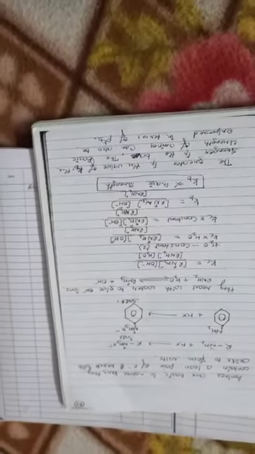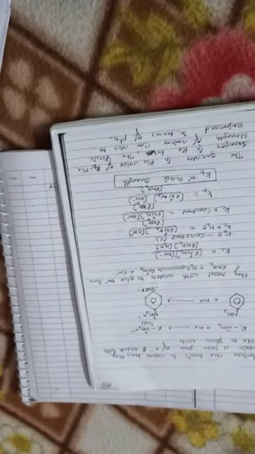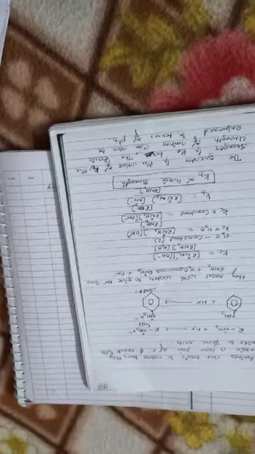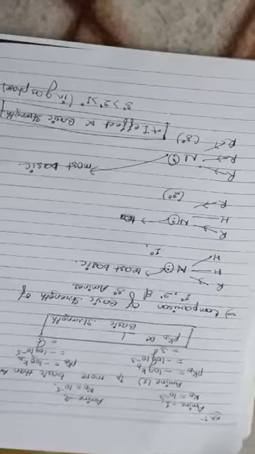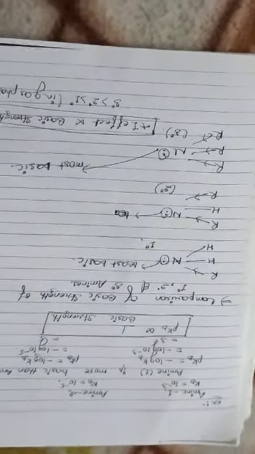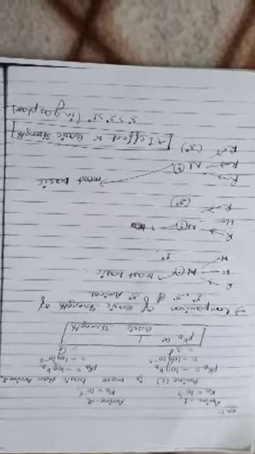So this is a very important one. The greater the value of Kb, the stronger is the base. Okay, this we are talking about the amine. Some examples are here. Write down these examples in your copy.